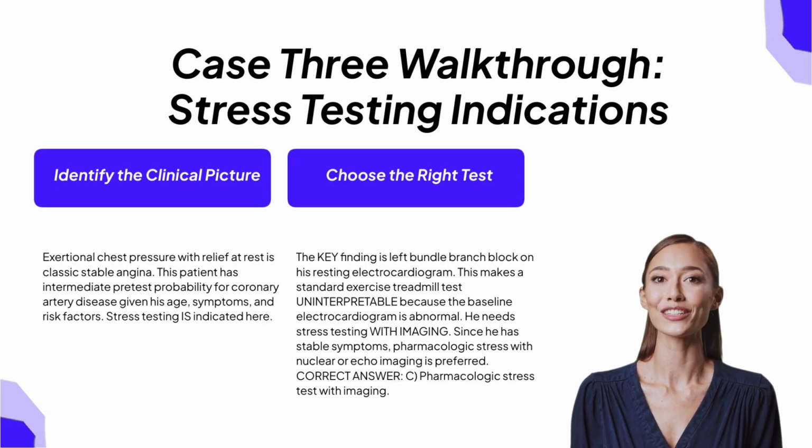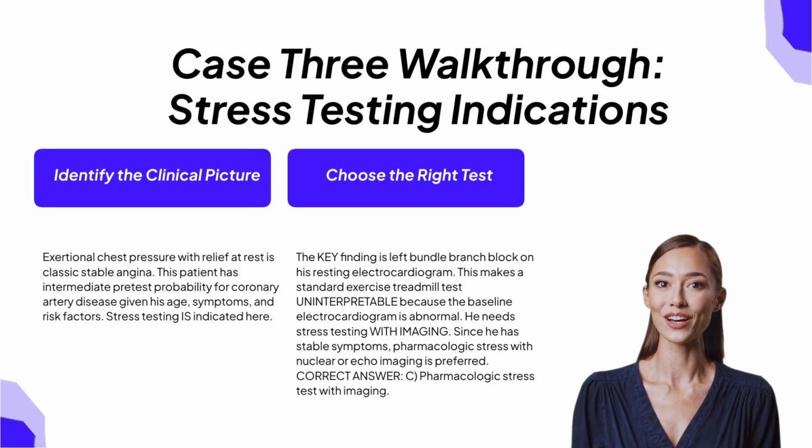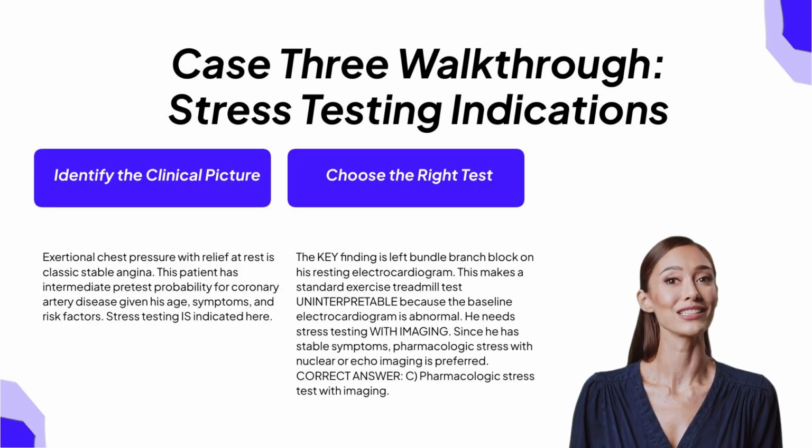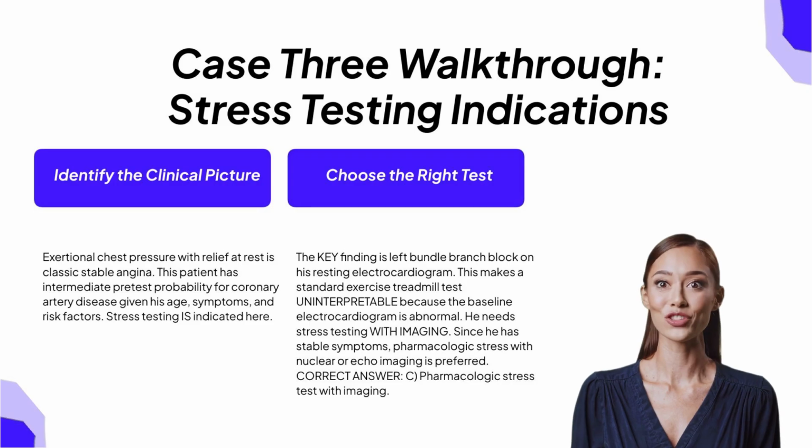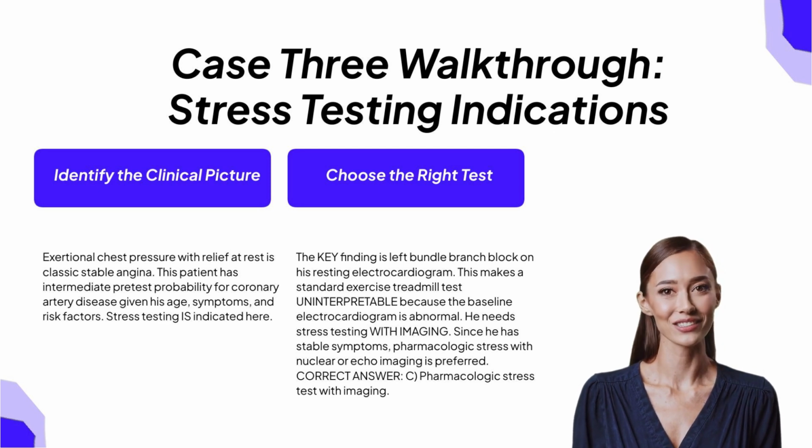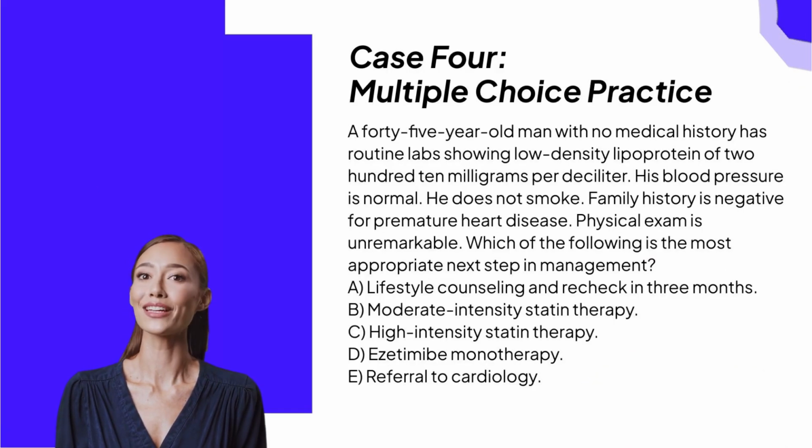Students often jump to exercise treadmill testing for stable angina, but the left bundle branch block makes the electrocardiogram uninterpretable during exercise. You cannot assess for ischemic changes when there's already a conduction abnormality. Therefore, this patient needs stress testing with imaging. Since his symptoms are stable, pharmacologic stress with nuclear imaging or echocardiography is appropriate. The answer is C.